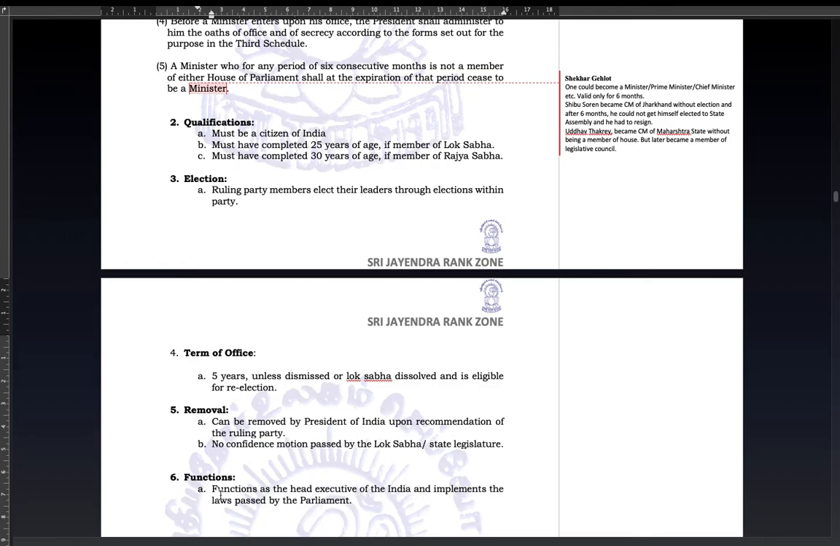Functions: the only function written in the Constitution of India is that he is the head executive of India and implements the laws passed by the parliament. He is the head executive of India, like we discussed. The president of India is the chief executive, okay, but he is only a chief executive in name. The real head executive of India is the prime minister and his fellow ministers, and they implement the law passed by the parliament. Whatever law is passed by the parliament or the state legislature, the PM and the CM shall take care of the implementation of that particular law.